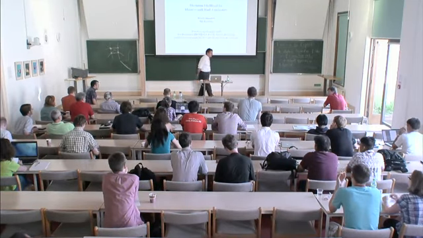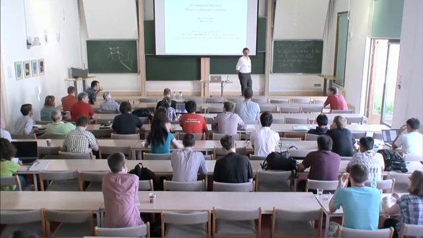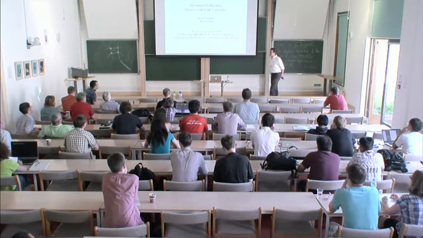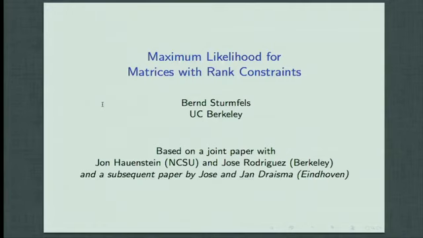Okay, so in this third lecture, it's not going to be so convex. It's going to be a problem that's coming from algebraic statistics. We're going to approximate matrices by low-rank matrices, and unlike in the morning lectures, where we heard about very large matrices, this will be about very, very small matrices. There are two papers. There's a joint paper with Hauenstein and Jose Rodriguez, and then there was a second, subsequent paper by Jose and Jan Dreismer.